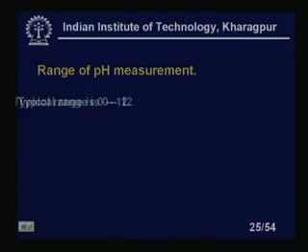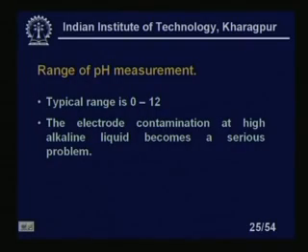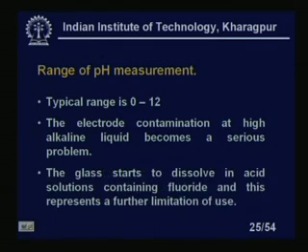Now, the range of pH measurements. The typical range for measurement is 0 to 12, because it is very difficult to measure beyond 12, as the liquid becomes so alkaline. Electrode contamination at high alkaline liquid becomes a serious problem. The glass starts to dissolve in acid solution containing fluoride, and this represents a further limitation of use. That is for the lower range, even though I am saying 0, we cannot measure a pH value of 0, it is very difficult, as it is highly acidic.